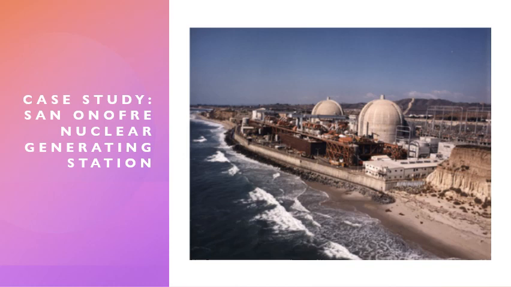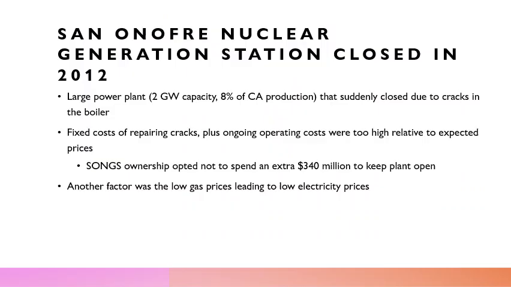So let's turn to market integration, and to do that, we're going to look at a case study, the one that was evaluated by Davis and Hausman. They looked at the closure of a nuclear power plant in 2012. It was a large power plant, 2 gigawatts capacity, 8% of California production, and it suddenly closed due to cracks in the boiler. The fixed costs of repairing the cracks plus ongoing operating costs were too high relative to the expected prices in the future.